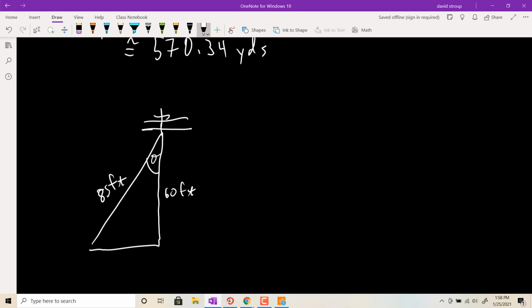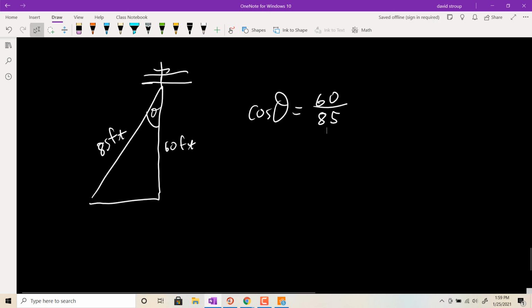Okay, so as the ratio of sides of a right triangle, the cosine of theta is going to equal adjacent 60 over hypotenuse, which is 85. There are other ways you can pull this off. You could figure out the third side and then work with the tangent. That might be what the book does. But I think this way will work just as well.